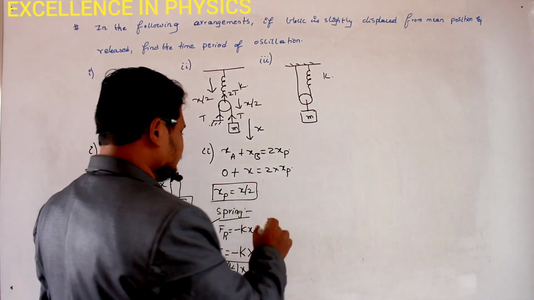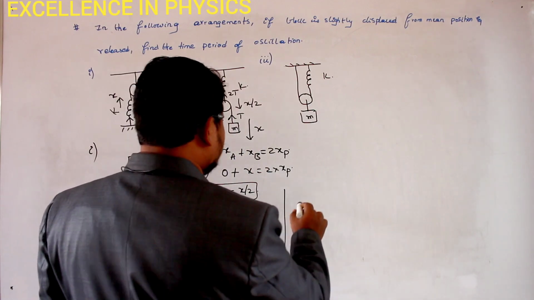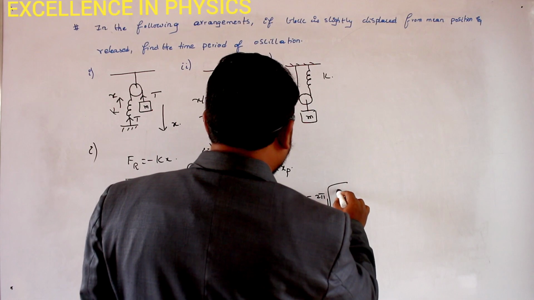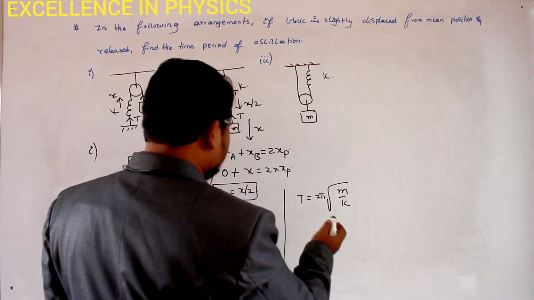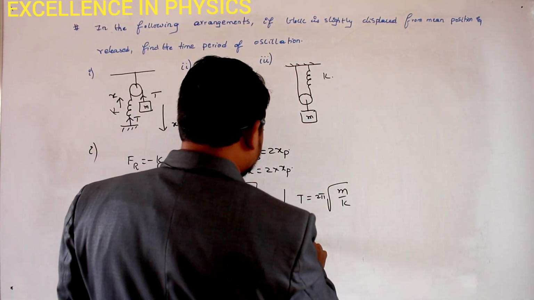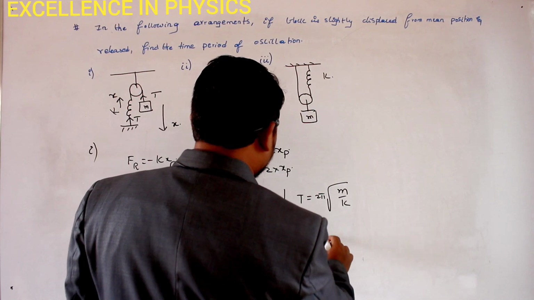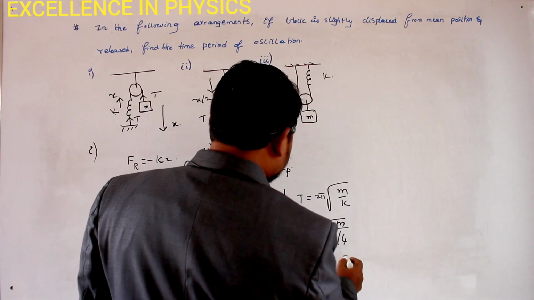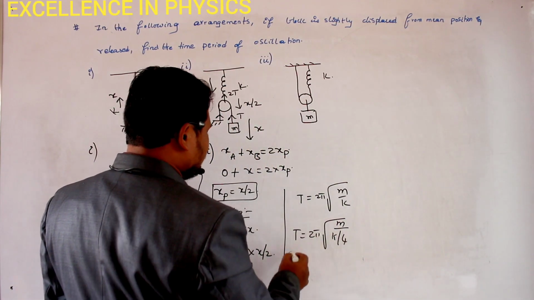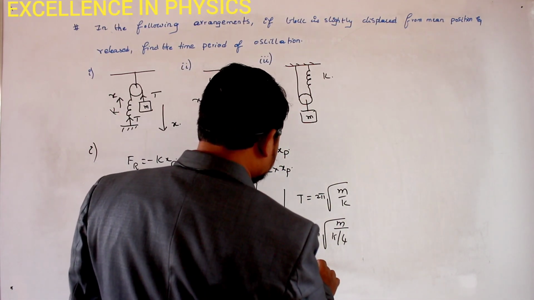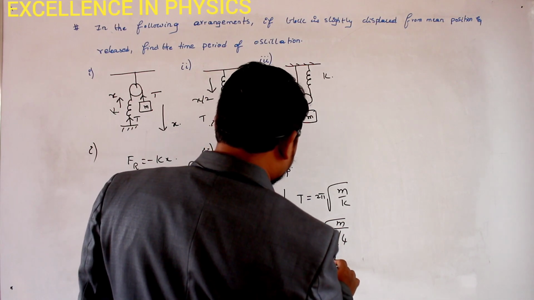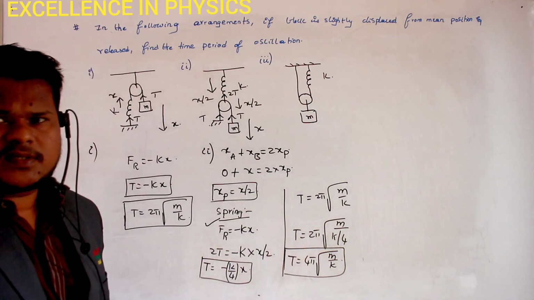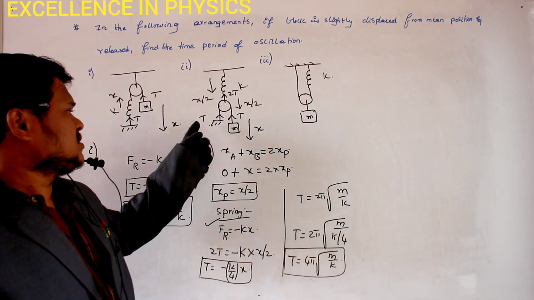So for k by 4, if it is the k value, then I know the equation for time period: T is equal to 2 pi root m by k. And what is the k value here? The k value is nothing but k by 4. So T is equal to 2 pi root m by k, and instead of k I will write k by 4. So this 2 and this 2, when multiplied, I will get T is equal to 4 pi root m by k. So this is the relation I will get. So this is the equation for the time period of this mass.